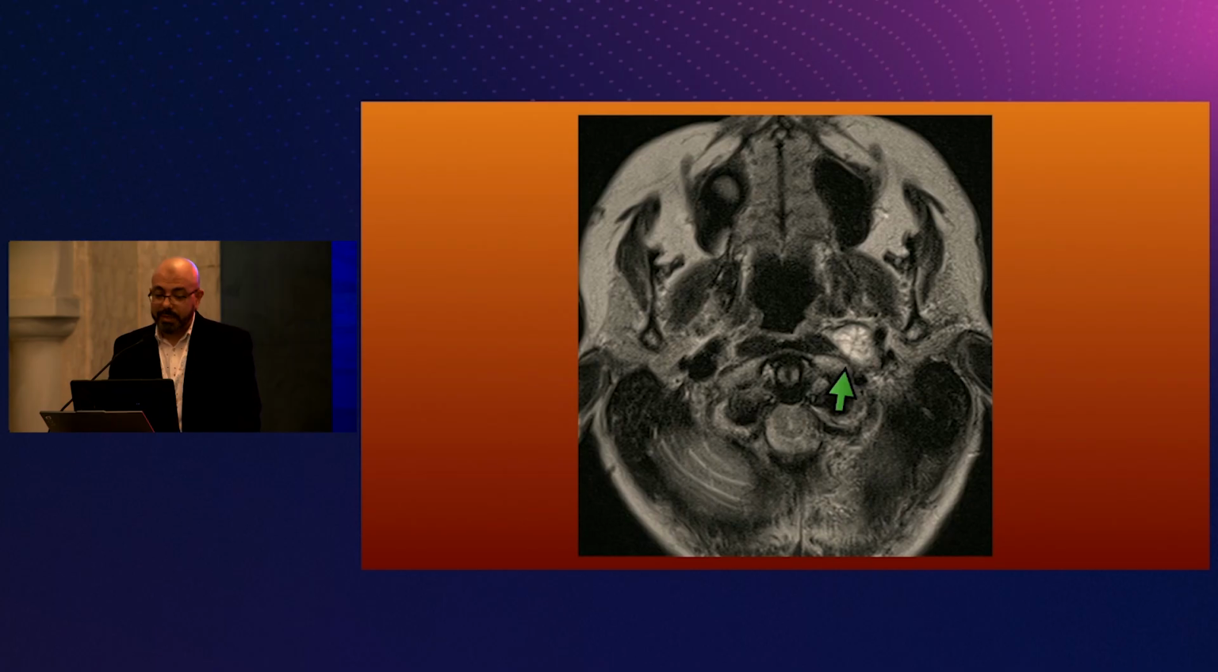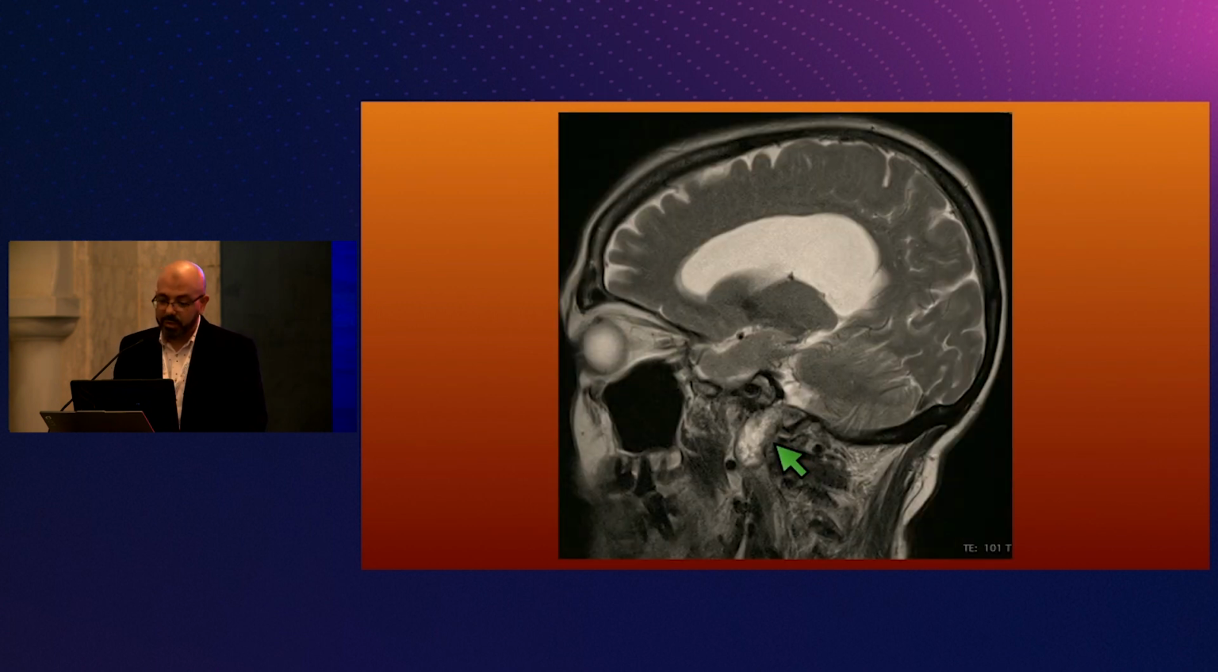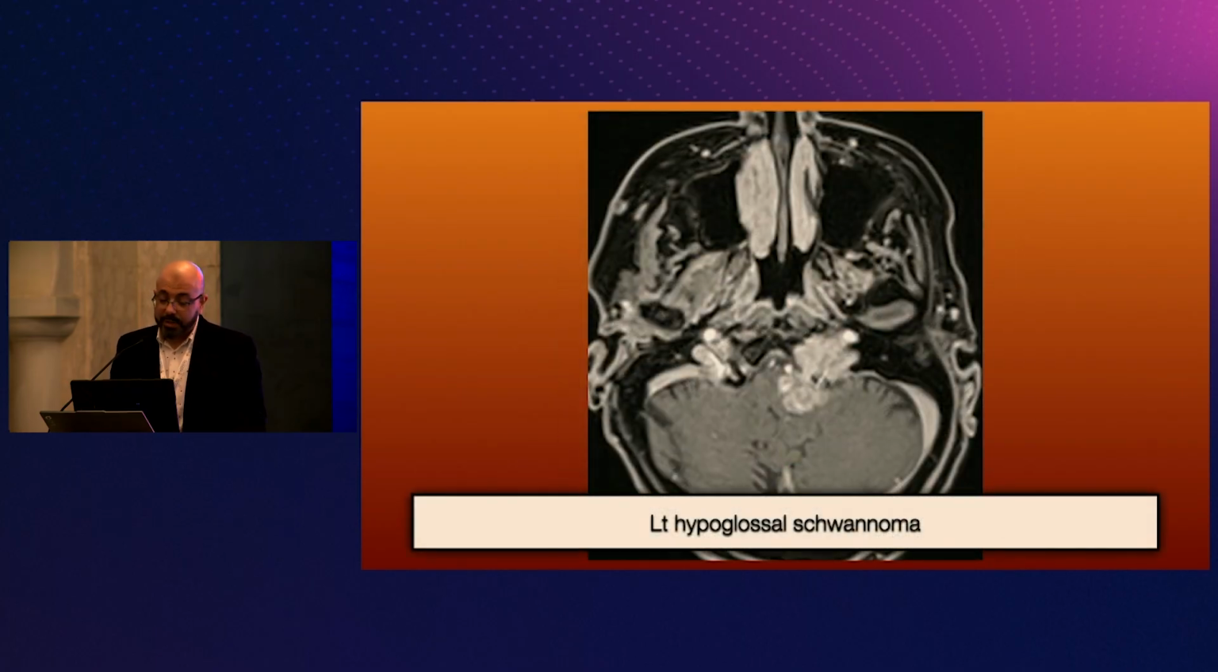On MR, this is a partly cystic lesion in the medial aspect of the carotid space. Can you see that the vessels are pushed laterally, which confirms that this is of hypoglossal origin. And on the T2 sagittal, you can see that this lesion is following the path of the nerve through the hypoglossal foramen, so this was an enhancing schwannoma.